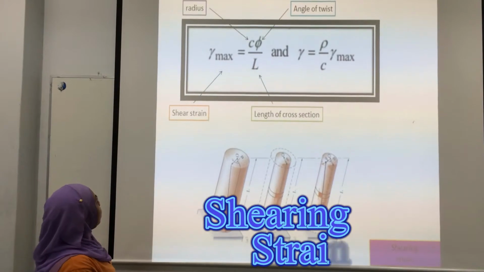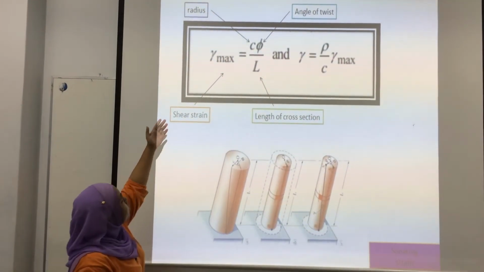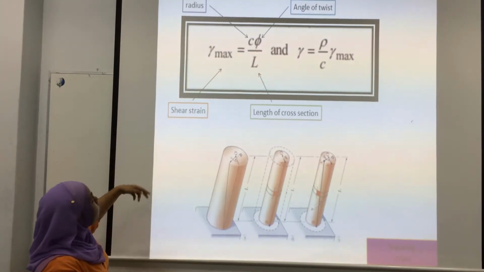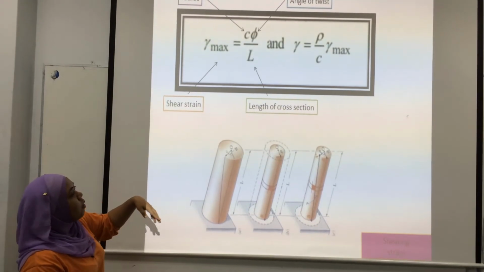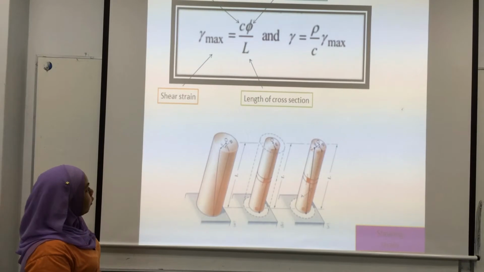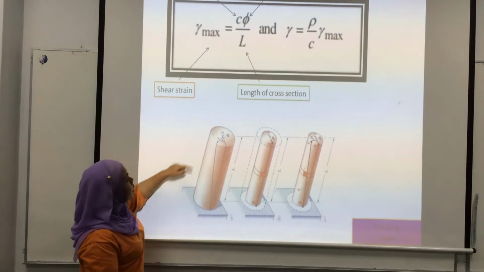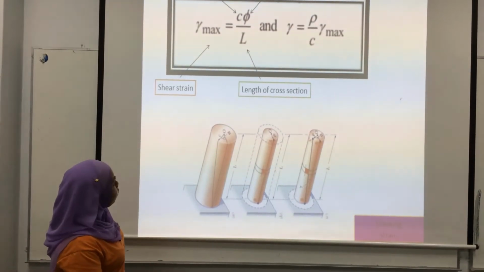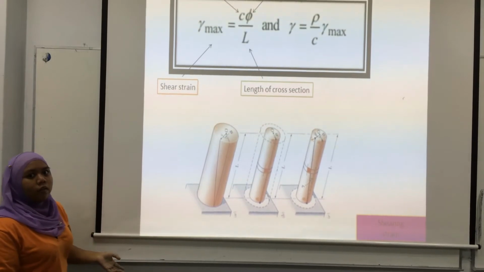Now I will explain the formula of shear strain. We will see that the maximum shear strain is directly proportional to the radius and angle of twist, but inversely proportional to the length of the material. If you can see, this is the length of the material, this is the radius of the material, and the angle of twisting when torque is applied on that material.